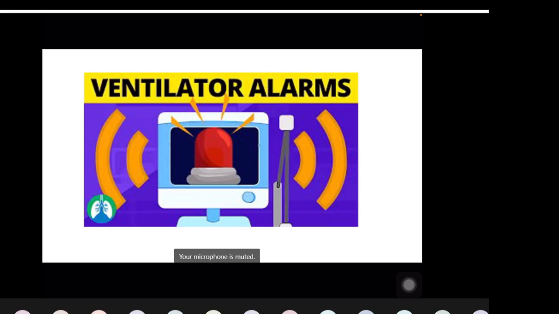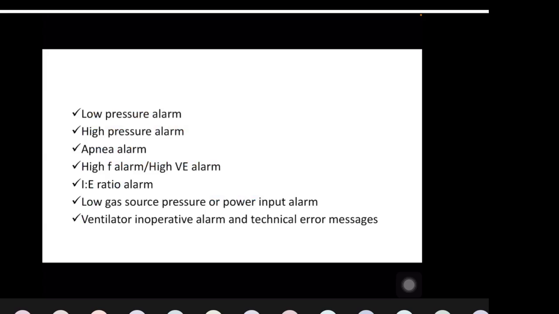Now another important aspect is assessment of ventilator alarms. Whenever we enter the ICU, we are often welcomed by various types of alarms, and alarms should never be ignored. We always have to check the reason for the alarm and take appropriate action. Alarms can be low pressure alarm, high pressure alarm, apnea alarm, high respiratory rate alarm, high minute ventilation alarm, and IE ratio alarm. Different types of alarms are there.